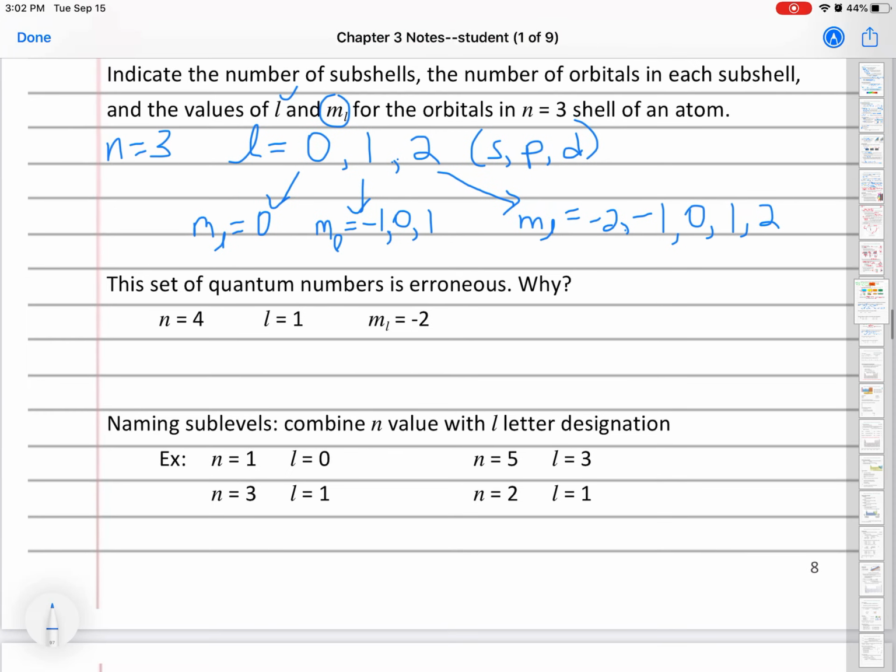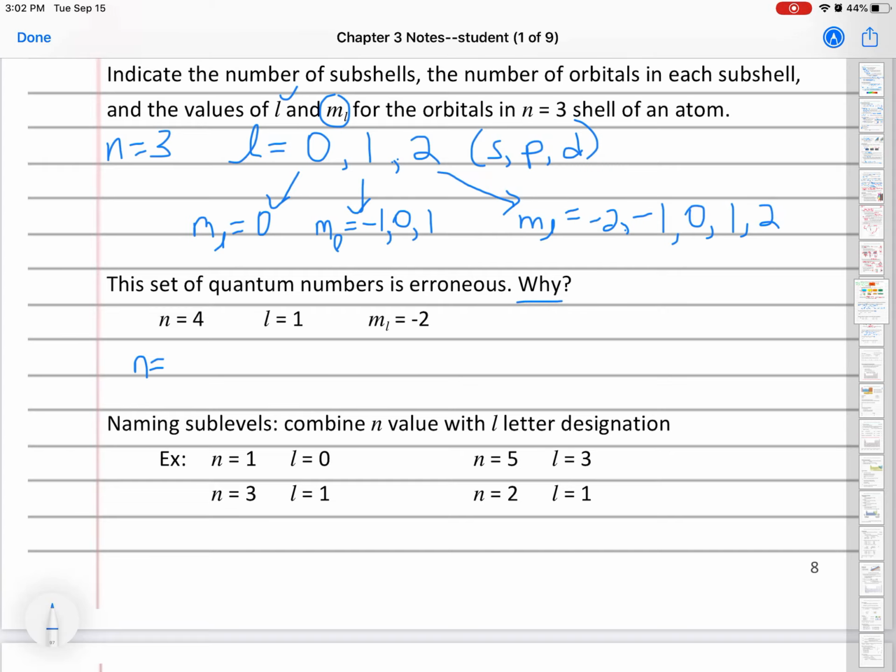And those are all the possible values. Another type of question that you'll see asks what's wrong with a set of quantum numbers. It gives you a set of quantum numbers and says it's erroneous. Why? What's wrong with it? So we're going to go through it step by step. First, n equals 4. It's the 4th energy level. Well, there's nothing wrong with that. N can be any integer, so it can be 4.